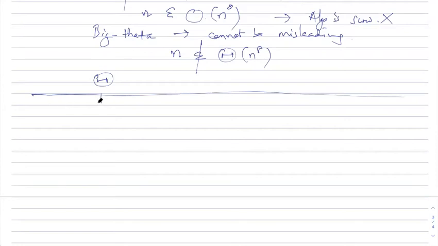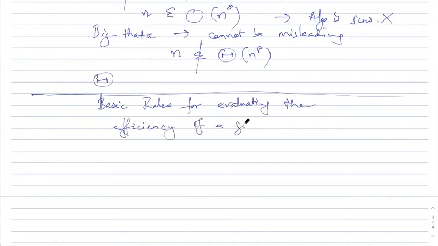Okay, so let's call this section basic rules for evaluating the efficiency of a given algorithm. So now we have got the theoretical foundation. Now, how basically we're going to approach any given algorithm.